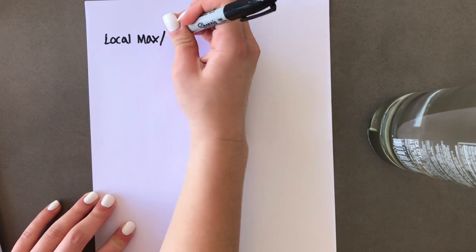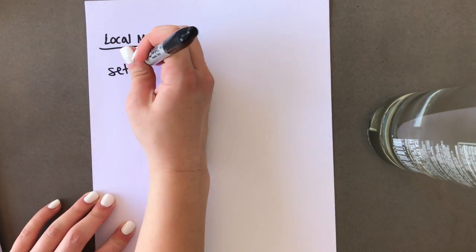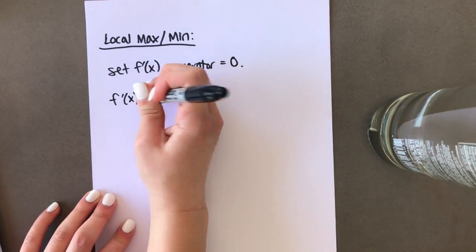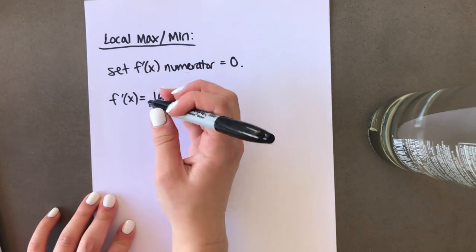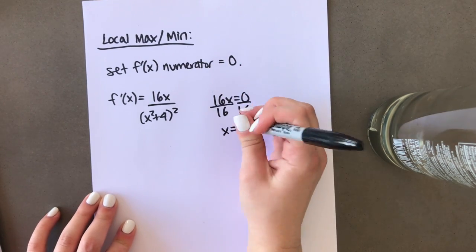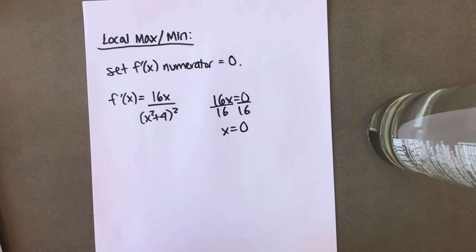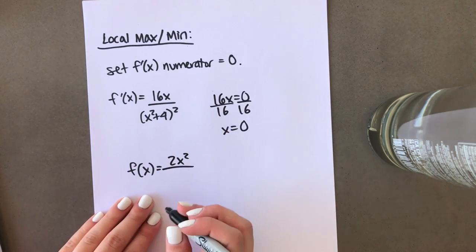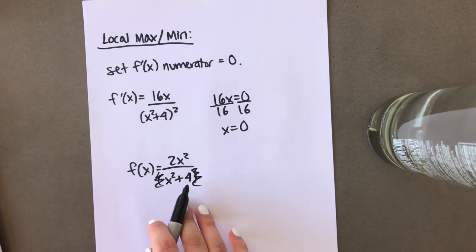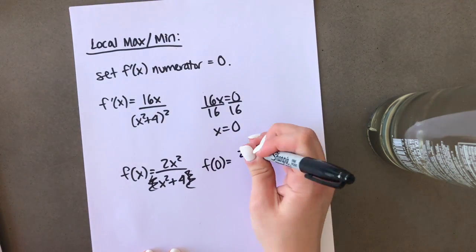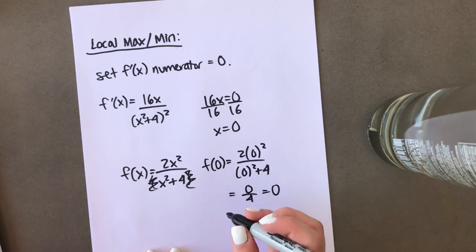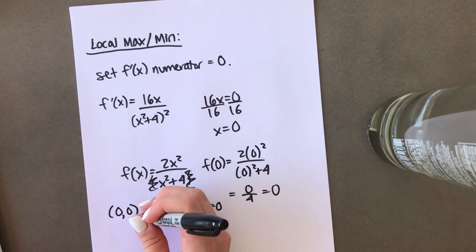Next, I'm going to calculate the local max or min values. I will first set the derivative numerator equal to 0. I will then plug this value back into the original equation. So then 0, 0 is the local min. There is no local max.